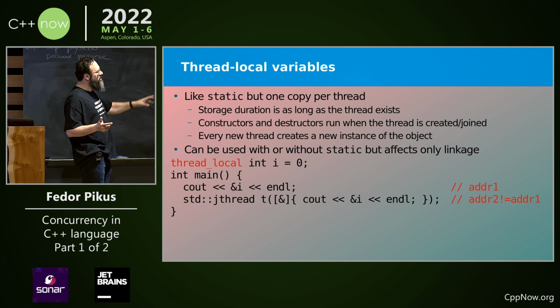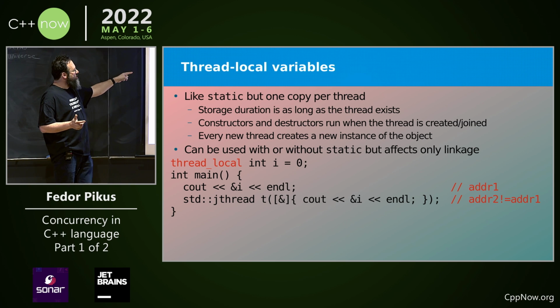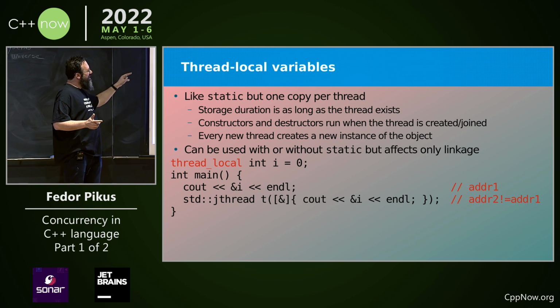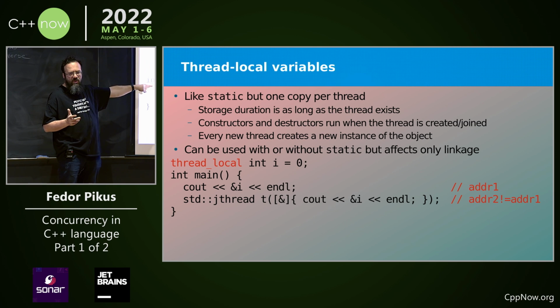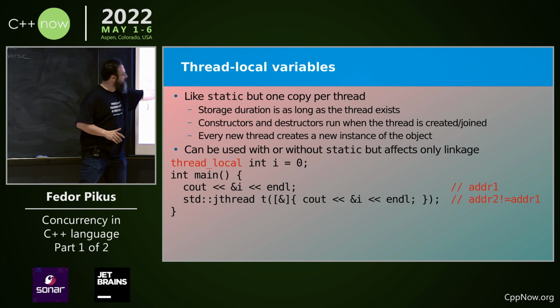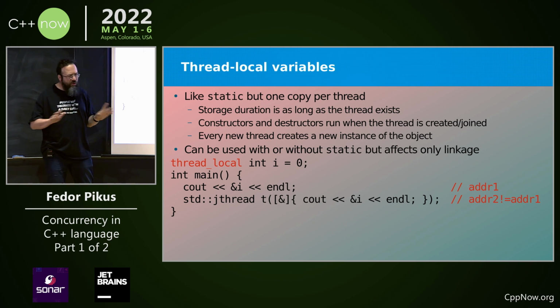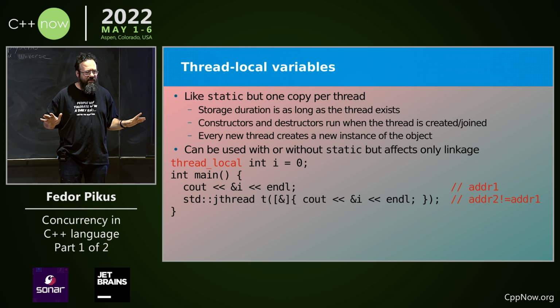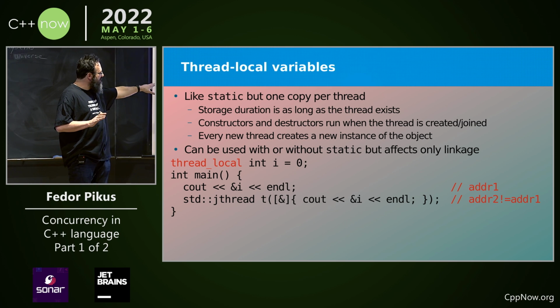What's the big deal? Why would you use that? Well, the reason you would use that is you can access them without any locks at all, because you have a guarantee that two different threads using the same name, I, are actually not referring to the same object. So you never need locks to access these.